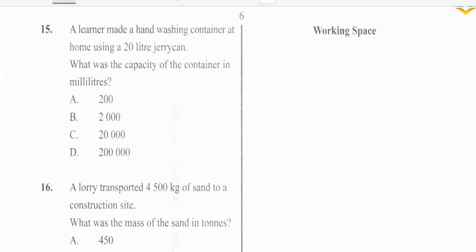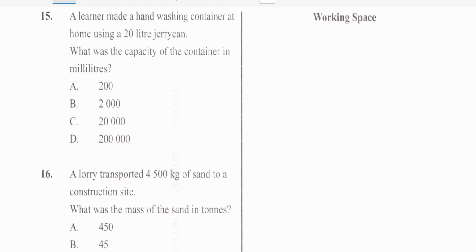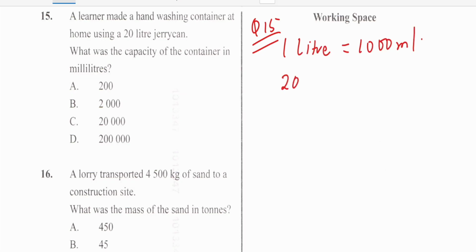Now let's go to question 15. Alana made a hand washing container at home using a 20-liter jerry can. What was the capacity of the container in milliliters? Again, you need to know these notations and conversions, how many milliliters are in a liter, how many cubic centimeters are in a cubic meter, and all of those. For every 1 liter you have 1,000 milliliters. So let's say you have 20 liters. Then how many milliliters do you have?